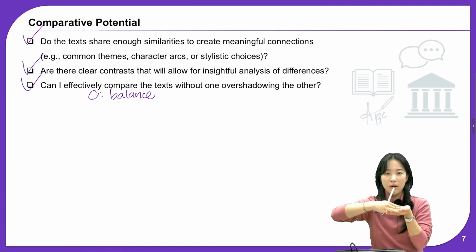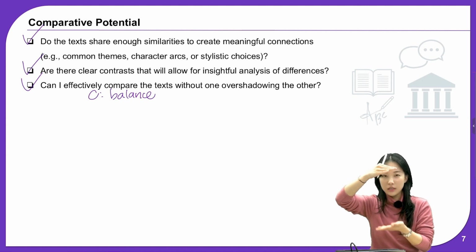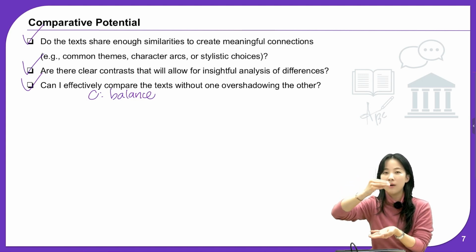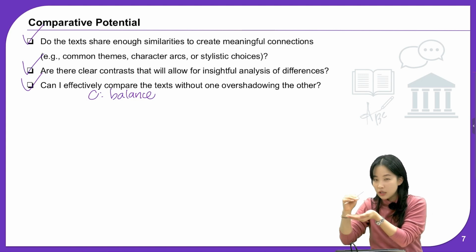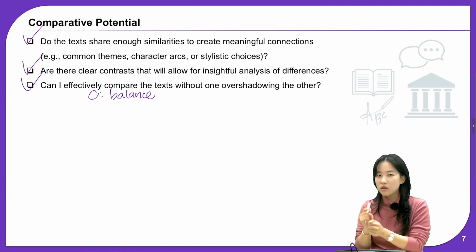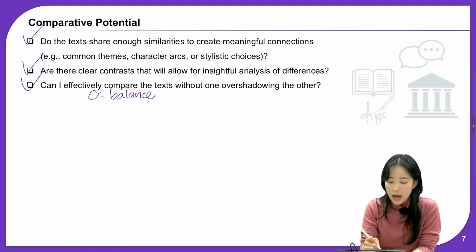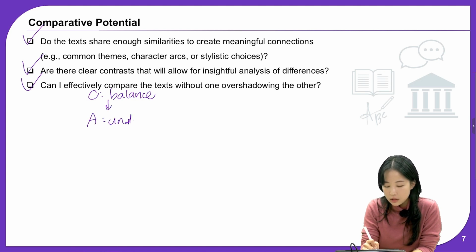If you're able to talk about this much for text A, but then relative to the amount that you can talk about or analyze, you're only giving me this much for text B, that's also not a good balance, right? That will also affect your criteria A, which is understanding.